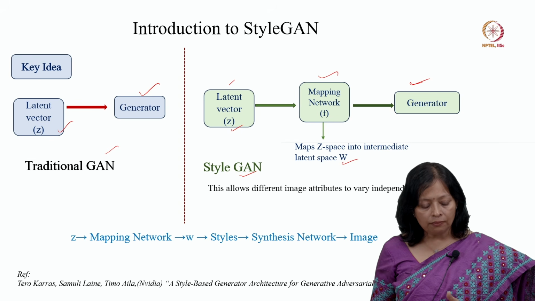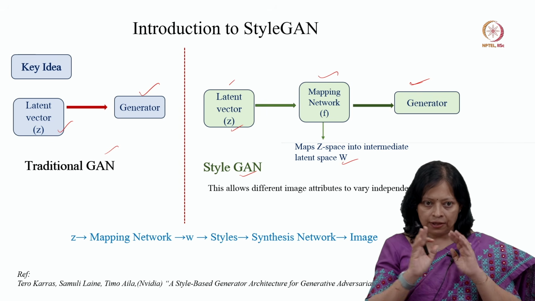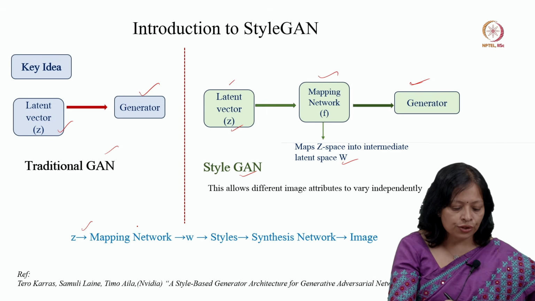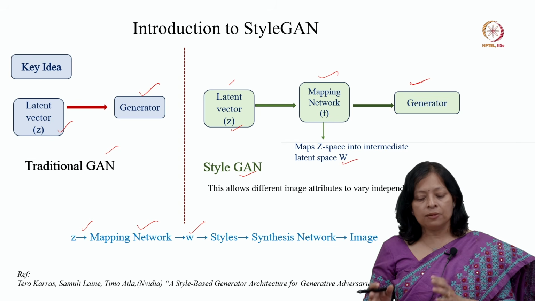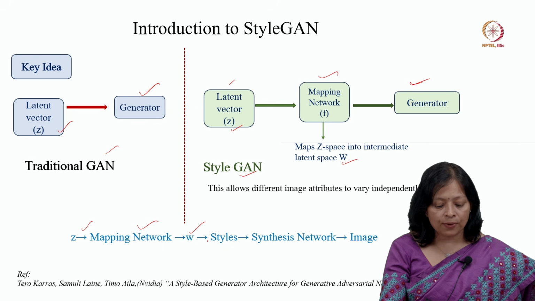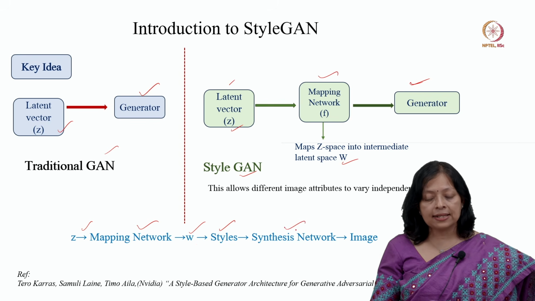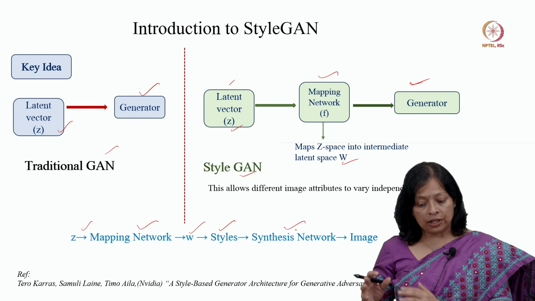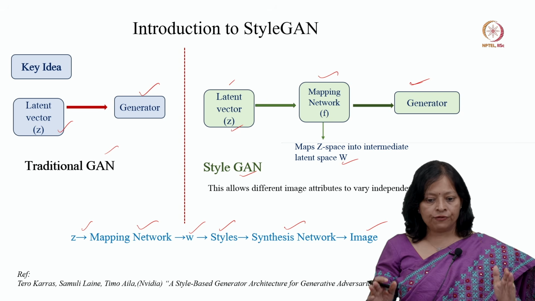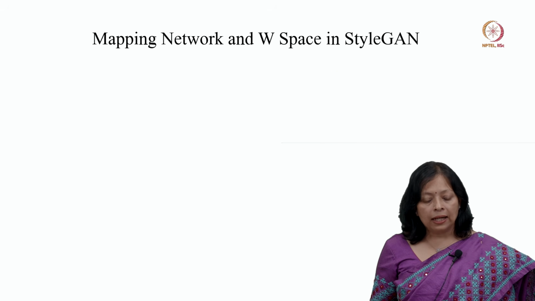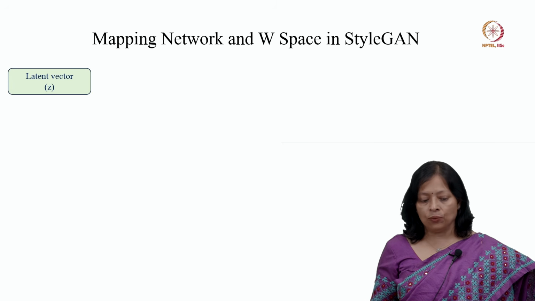So, once again, let us frame the pipeline in our mind. Z goes to the mapping network and gives W, which is an intermediate latent space. This is responsible for giving you different styles, and this goes to the synthesis network, which is basically your generator, and then an image is produced. So, this is the pipeline for Style GAN. Now, we will see the mapping network and the W space in Style GAN, what exactly it is.